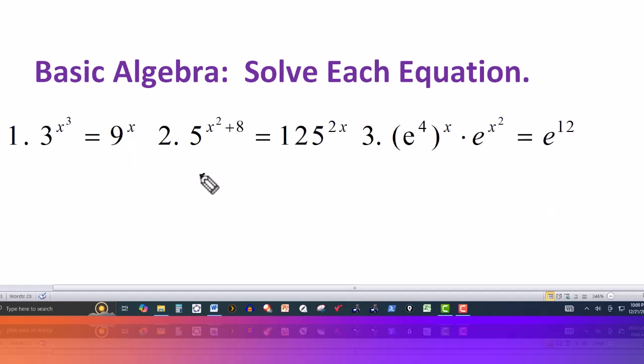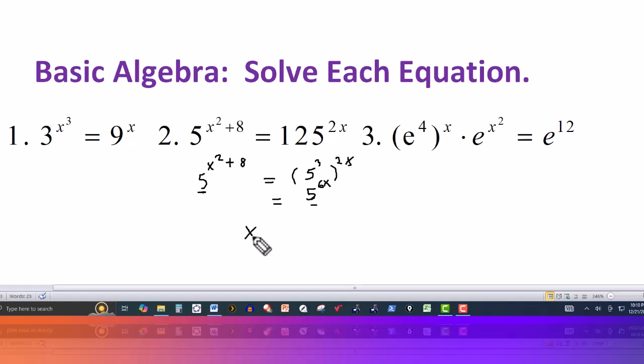Now for number 2, we have 5, and the power on that is x squared plus 8. And then we have 125 taken to the 2x power. 125, though, can be written as 5 to the third, and that's to the 2x power. So you've got a 5 here as a base and a 5 over here. So now using laws of exponents, power to a power, you multiply the exponents. So this would be 5 to the, 3 times 2x is 6x. So now we have a base of 5 here, a base of 5 here, and we have equality. So that means the exponents have to be equal.